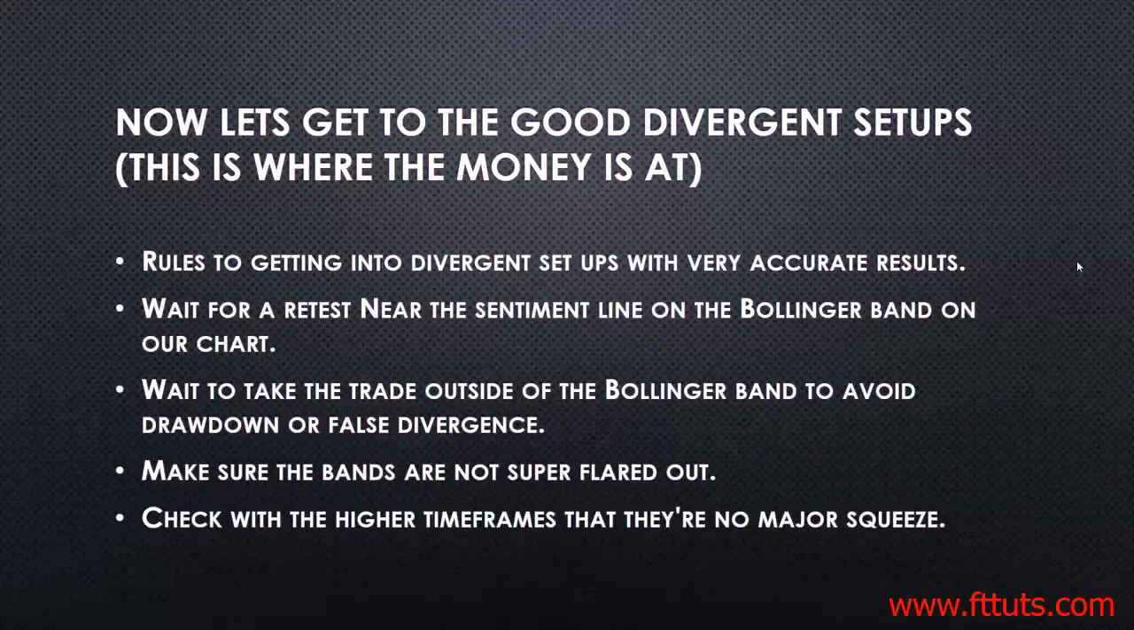Now let's get to the good divergence setups. This is where the money is at. These are the trades I love. Rules to getting into divergence setups with very accurate results: Wait for the retest near the sentiment line on the Bollinger Band on our chart. Wait to take the trade outside of the Bollinger Band to avoid drawdown or false divergence. Make sure the bands are not super flared out. Check with the higher time frames that there is no major squeeze.